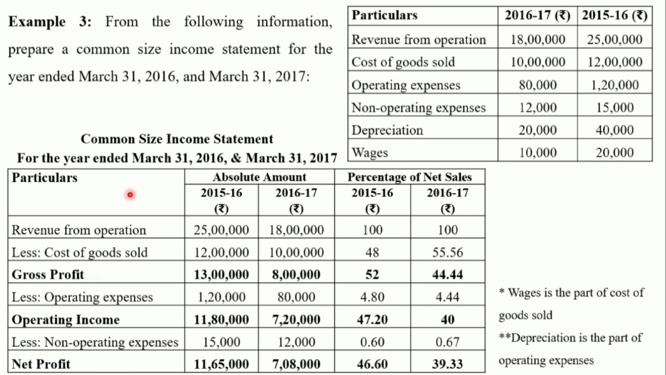What is the main aim of preparation of income statement or profit and loss statement? That is to calculate the net profit or net loss, that we have to find out. That is net profit for 2015-16 is 11,65,000.